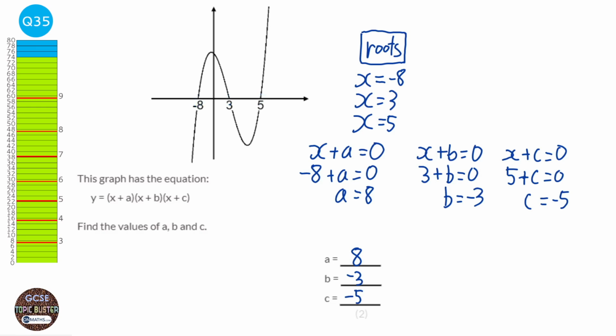Now you might say, well, why does a have to equal 8? Why can't b equal 8? It can. These can be in any order. And so if I wrote these in the opposite order, -5, 8, and -3, for instance, it would still be correct.